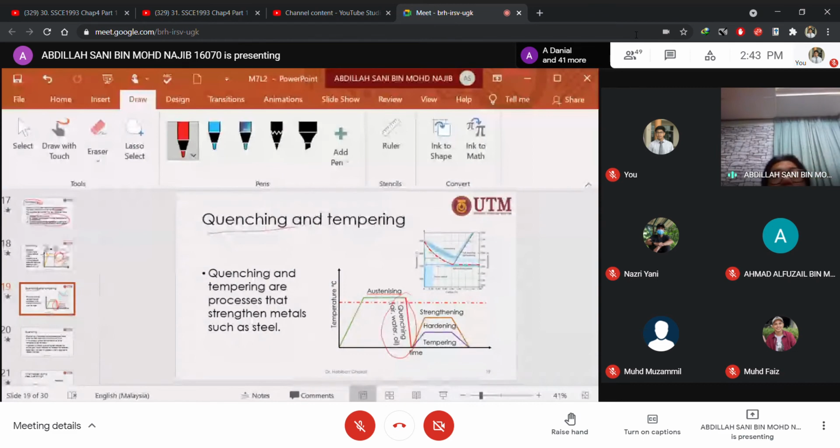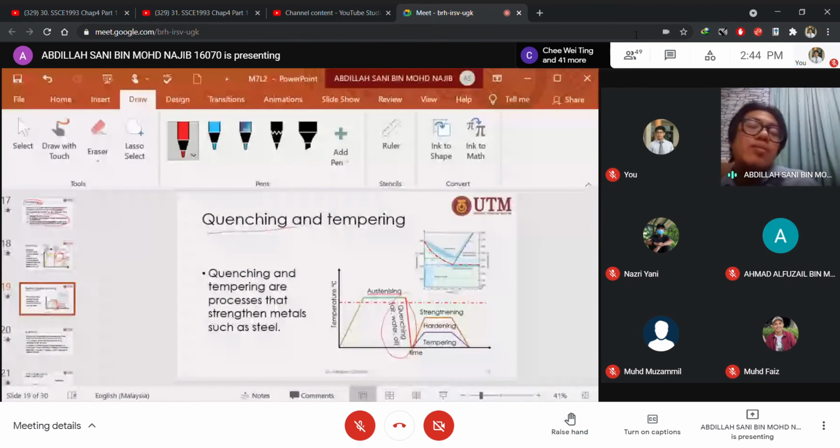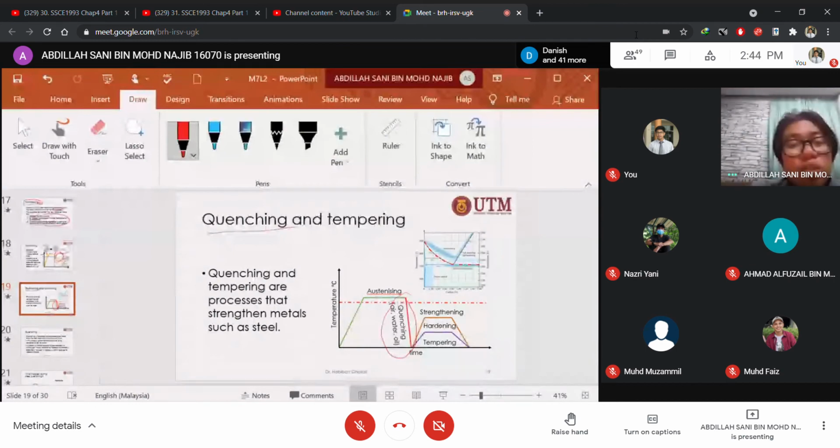For example, you have a block of steel. You put it inside the furnace, you heat it up until it reaches austenite structure, and then you take it out quickly with some tools, and then you put it inside the water, or you put it inside the oil to prevent any oxidation. So that is quenching. That process is called quenching. It's like you are very thirsty, then you drink some water, that is the same as quench. Very hot, you put it inside the water or the oil.